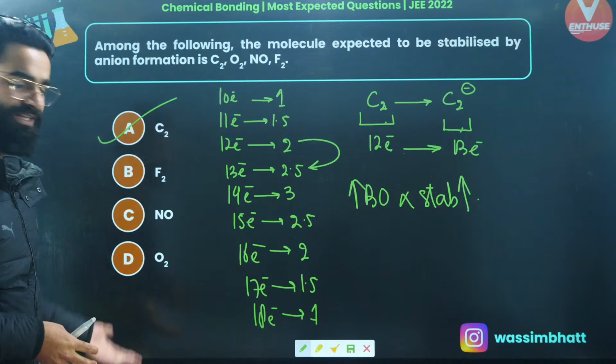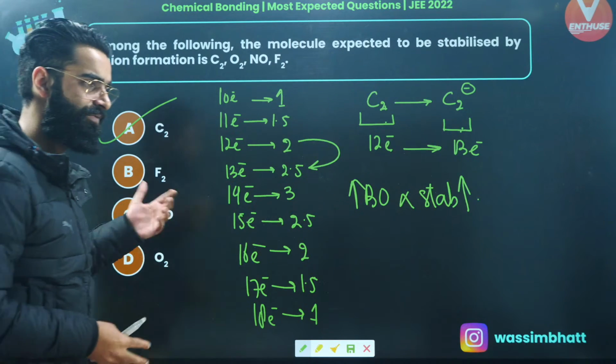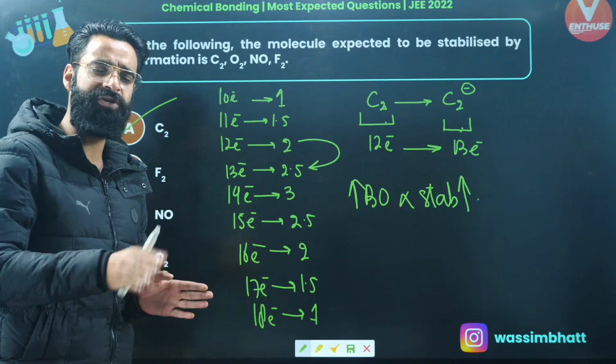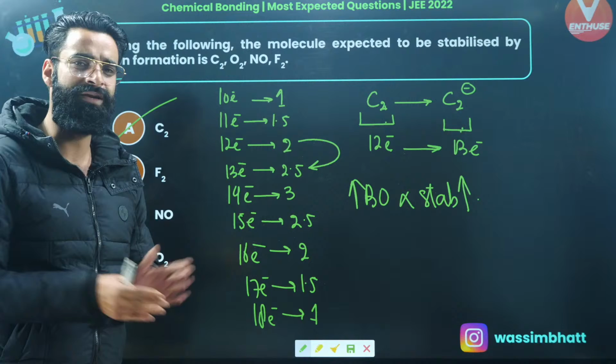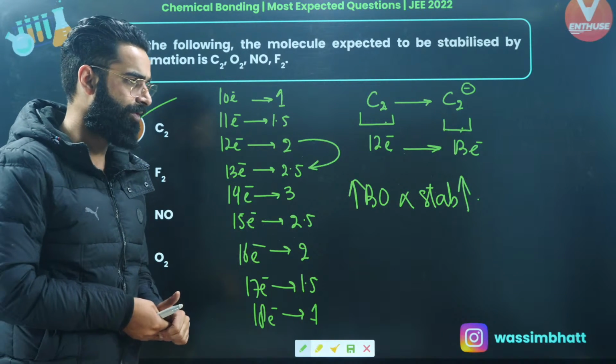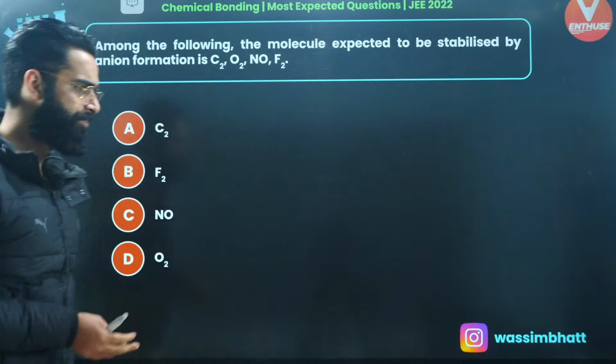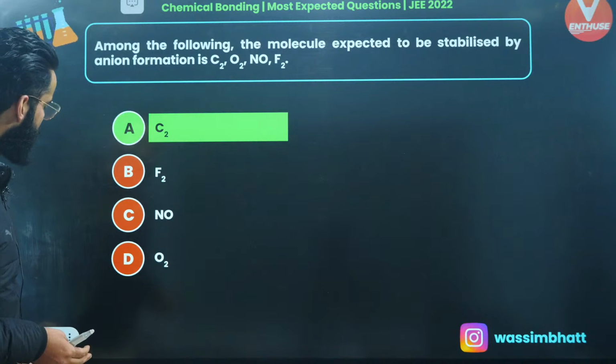You can check all the other molecules over here, right? The same concept which I gave you. See, wherever due to the anion formation, bond order will be increasing, stability will be increasing at that point of time. Yeah? Perfect. Let's quickly move on to one more question then.